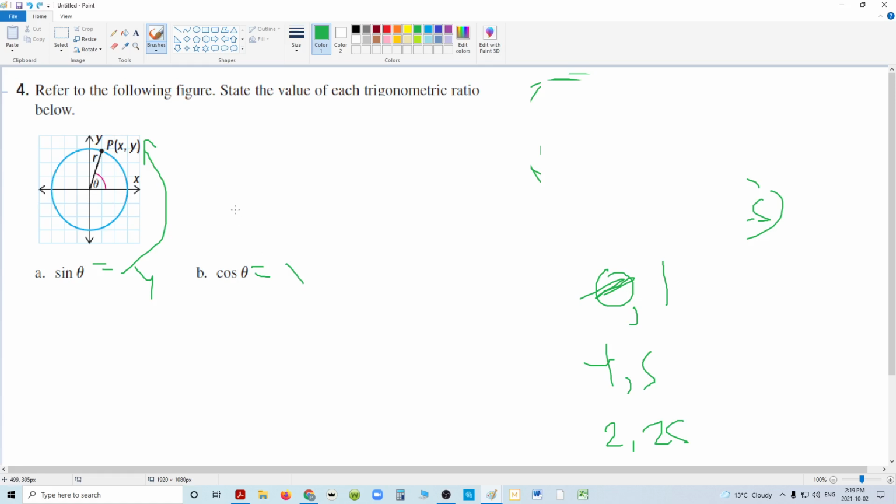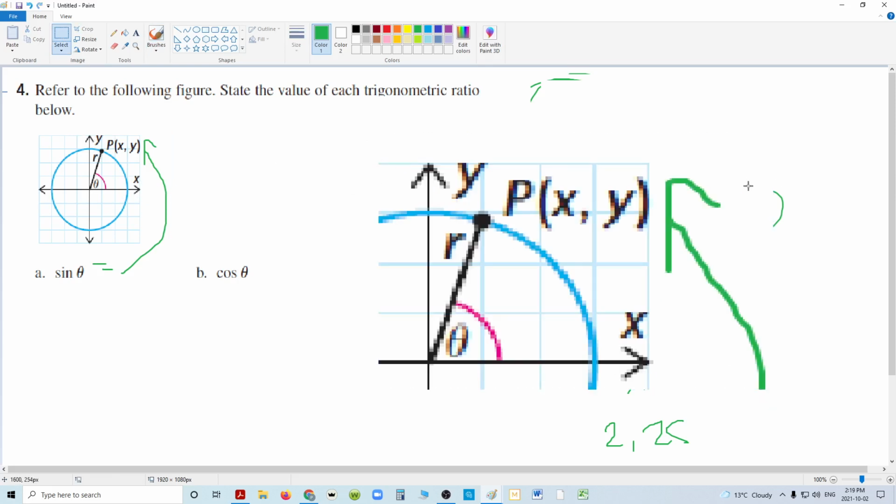But when r is not 1, you have to look at it as a triangle. So let me just pull that up as a big triangle. Okay. And then I'm going to draw it down to the x-axis like this and like this. And clearly the height of this is y. The length of this is x. And r is the radius.